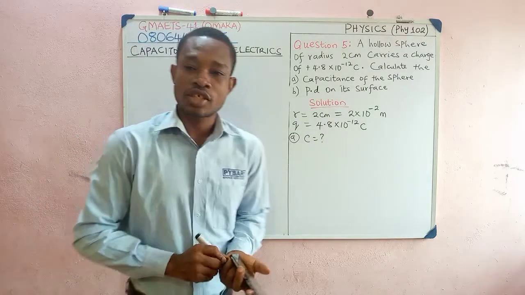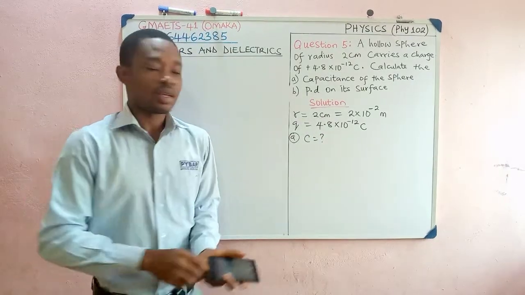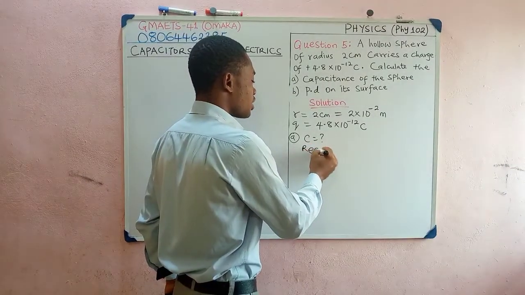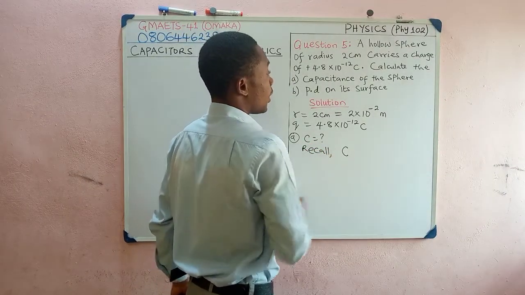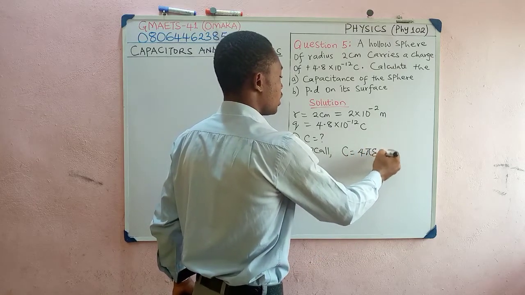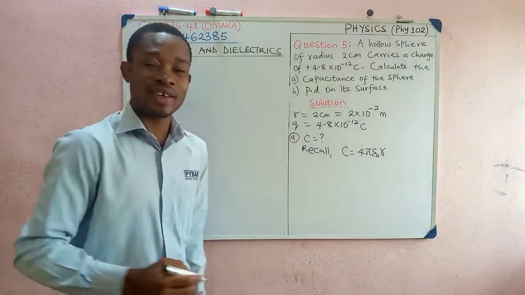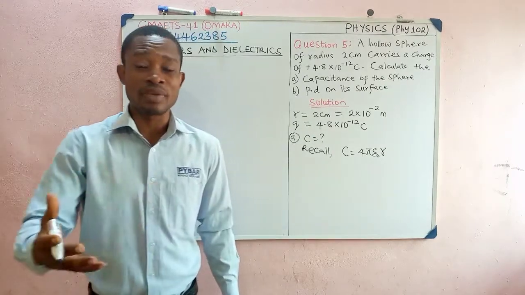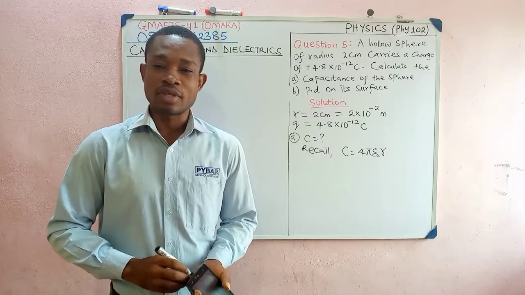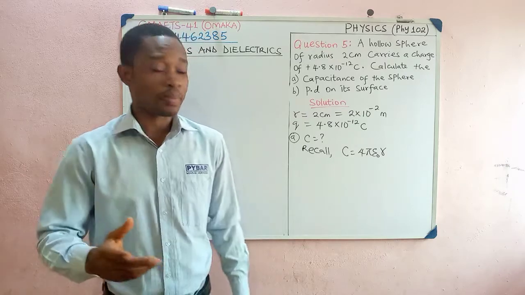Now for a charged sphere with radius R, we already derived the equation that the capacitance of such a sphere is 4 pi epsilon naught times R. The epsilon naught is the permittivity of free space, which is 8.85 times 10 raised to the minus 12 farad per meter.